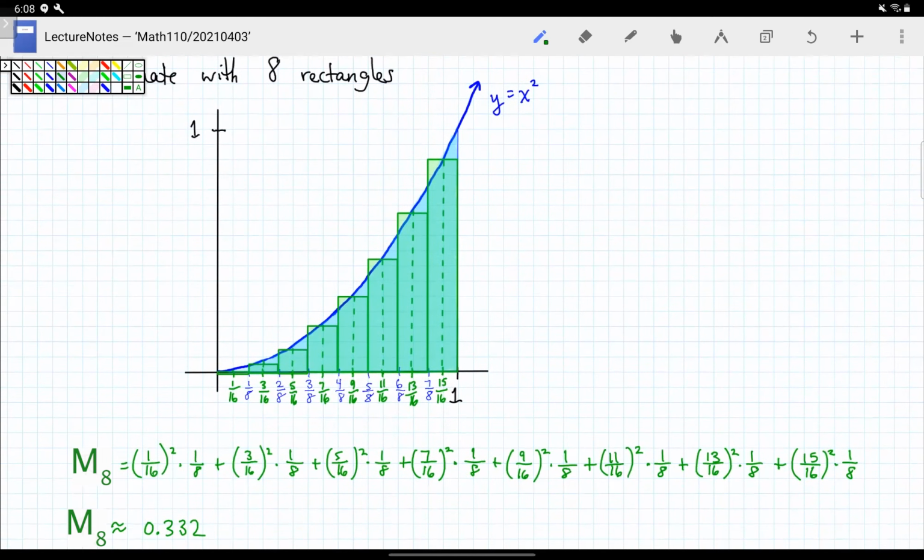With 8 rectangles, the estimation is 0.332. I want to take a look at some technology here so that we can look at this with more precision and look at more cases with less effort. I think it's worth taking the time to draw some of these out to begin with. And at some point, you kind of want to see how it builds up.